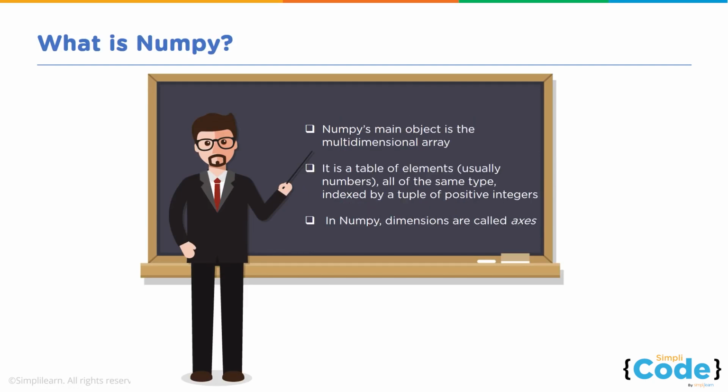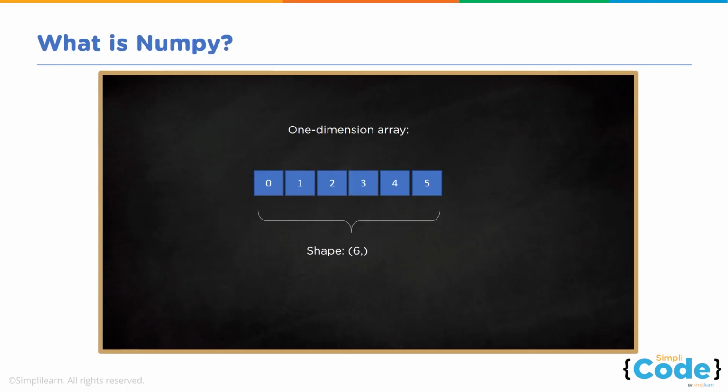NumPy's main object is a multi-dimensional array. It is a table of elements, usually numbers, all of the same type, indexed by a tuple of positive integers. In NumPy, dimensions are called axes. Take a one-dimensional array, and remember dimensions are also called axes, so you can say this is the first axis: 0, 1, 2, 3, 4, 5. And you can see down here it has a shape of 6. Why? Because there are 6 different elements in the one-dimensional array. And they usually denote that as 6 comma with an empty node on there.